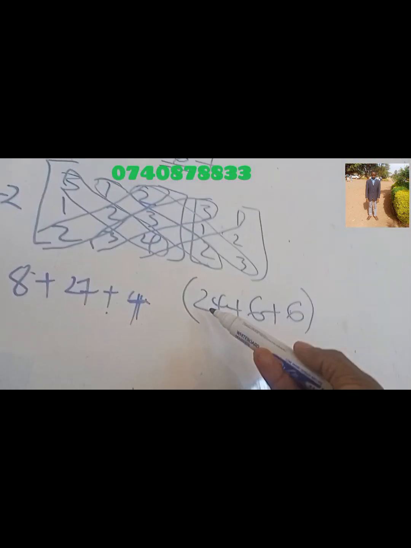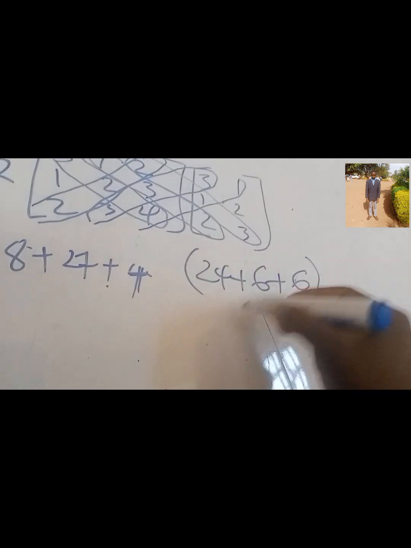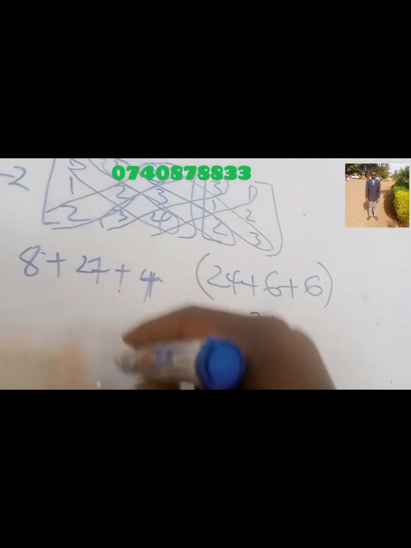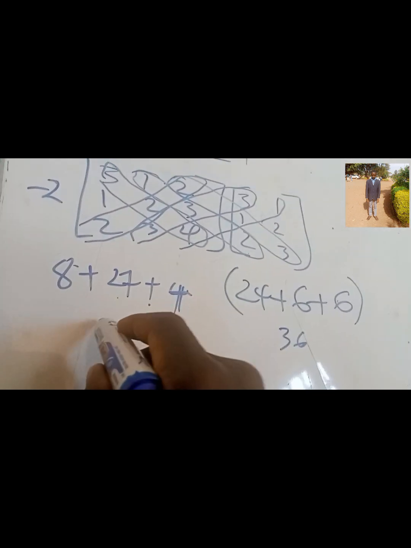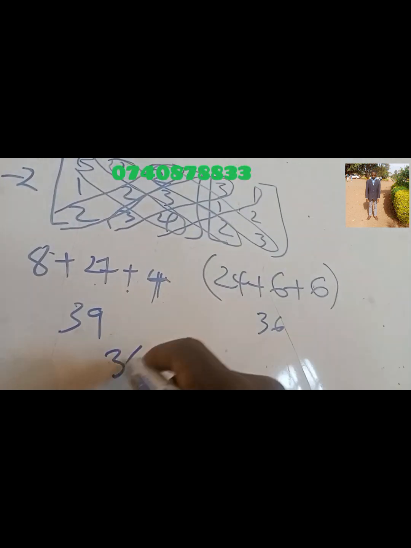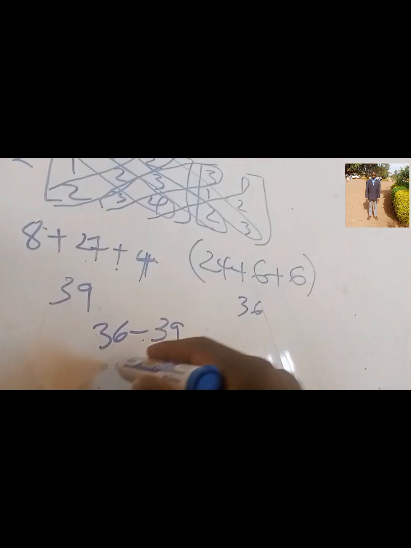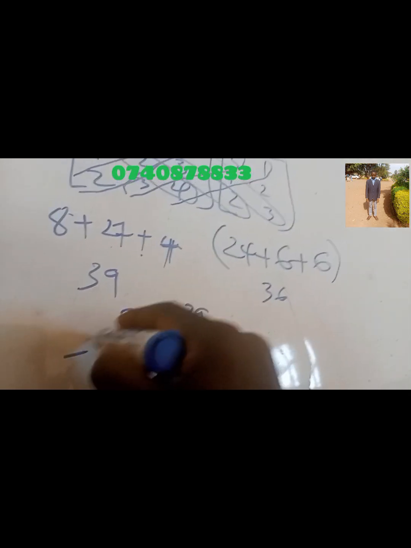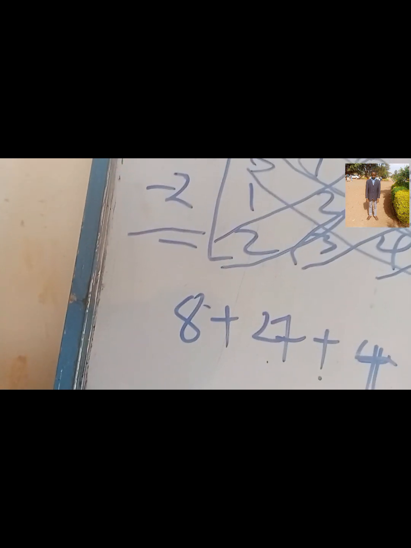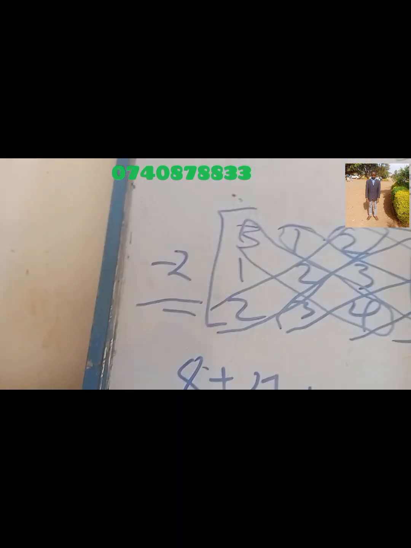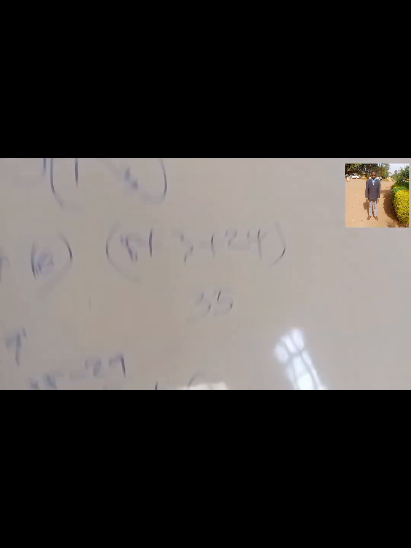So we are having 24 plus 6 plus 6, which is 36. This one is giving us 36. Then we have 27 plus 4, plus 8, which is 39. So 36 minus 39, which is giving us negative 3. Then you are multiplying with the negative 2. This is negative 2 now, which is now giving us 6. So you'll come and add 6 to the other 6 from the first matrix.